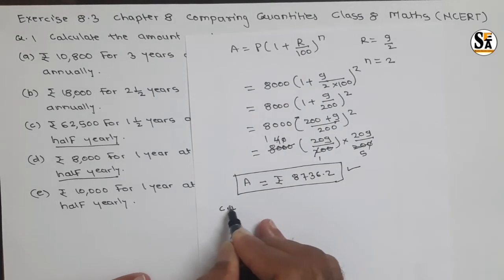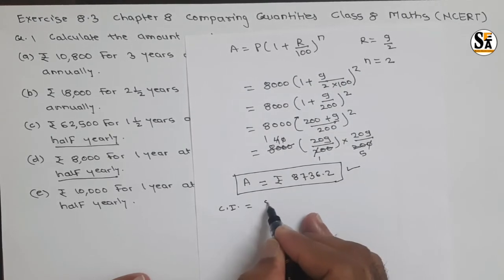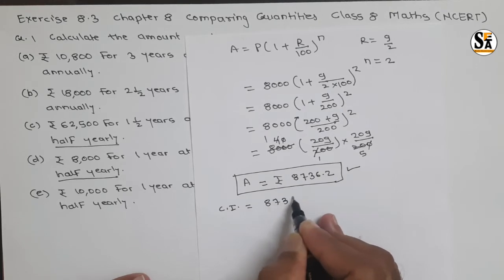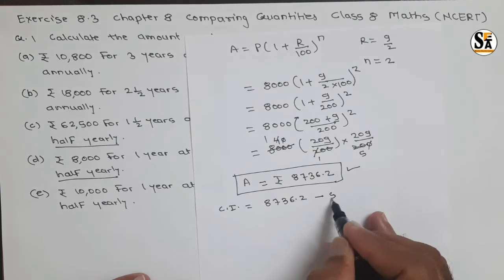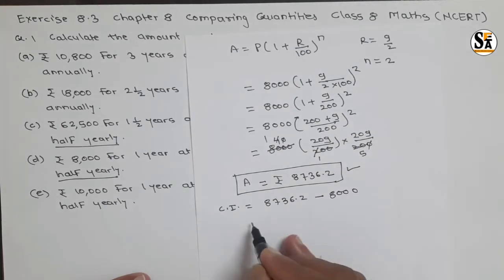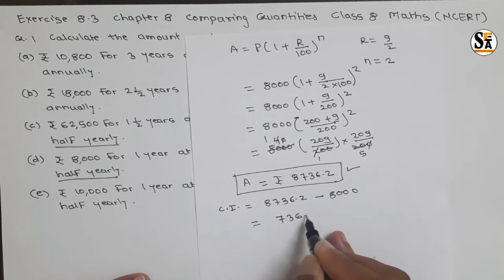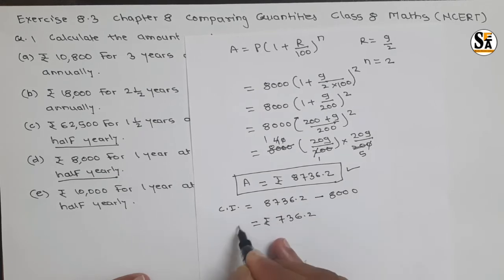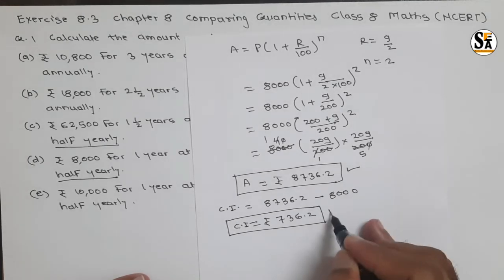And compound interest will be this amount minus principal. This amount is 8,736.2 and principal amount is 8,000. So it will be 36.2 and it will be in rupees. So this is our compound interest. Thus we got two answers here.